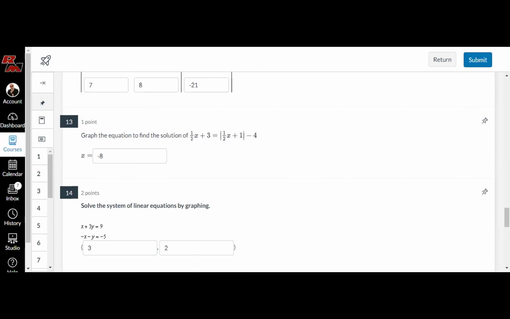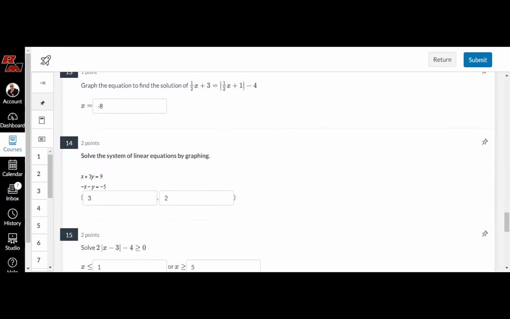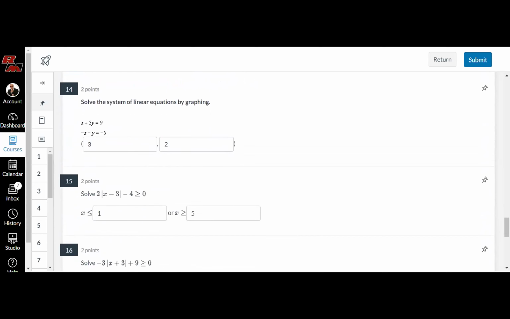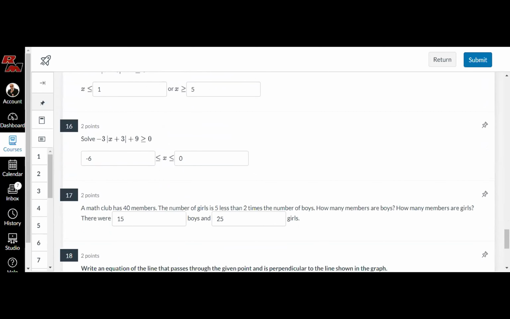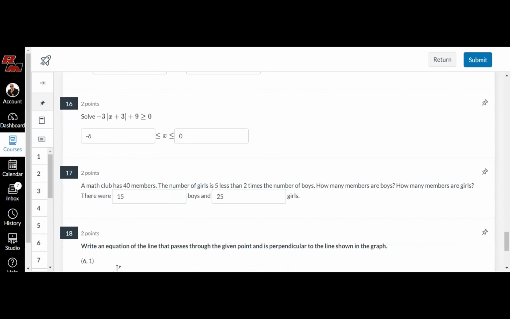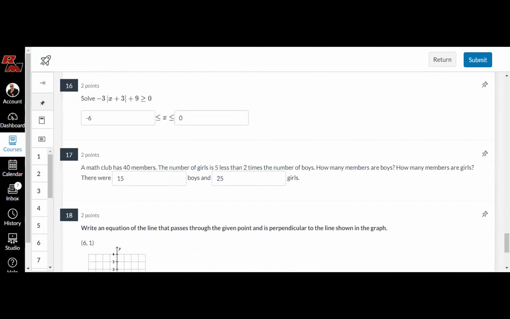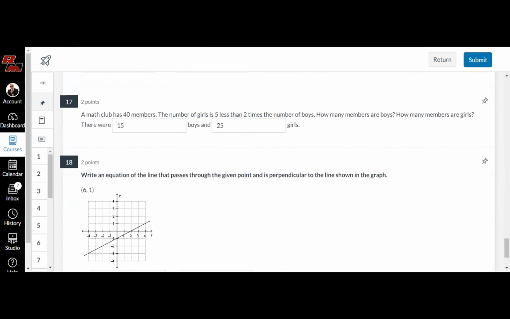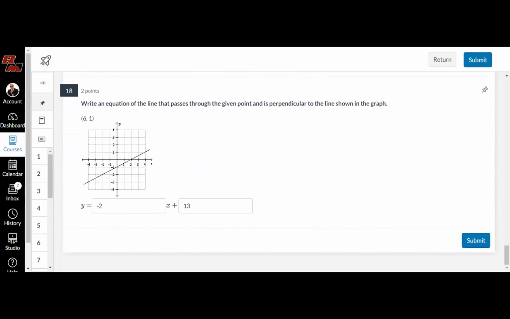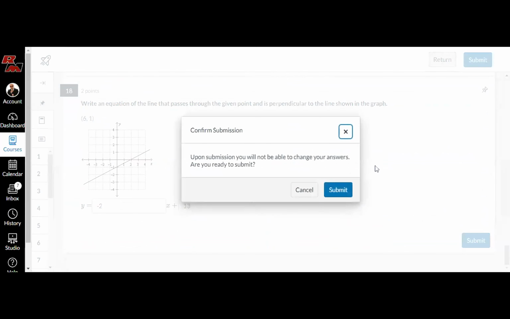Okay, all right, so next, 14 looks good. You can always graph those. 15 we graphed, 16 we graphed, 17 we talked about how to do. 18 perpendicular is correct on that. So very good. This is like my only assignment, so I'm gonna submit it and see. It should be all correct.